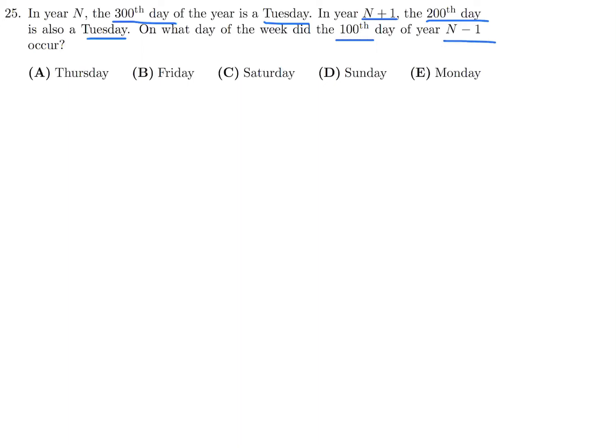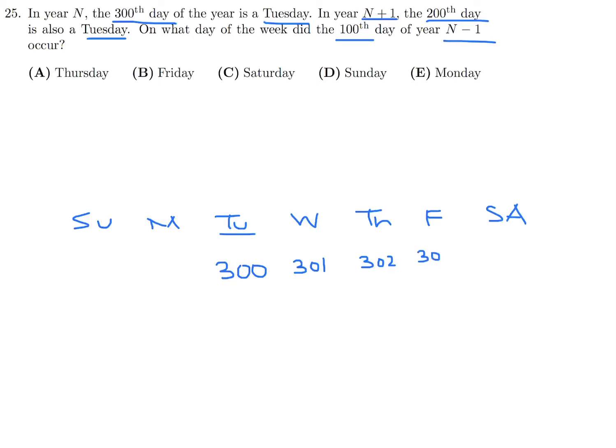So the first thing I'm going to do is draw out a little bit of a calendar for this question. And let's start filling in our values. The first thing they tell you is that in year n, the 300th day is a Tuesday. So the 300th day is this Tuesday, and we have to work from there. Therefore, 301 is Wednesday, 302 is Thursday, 303 is Friday, and so on, right?